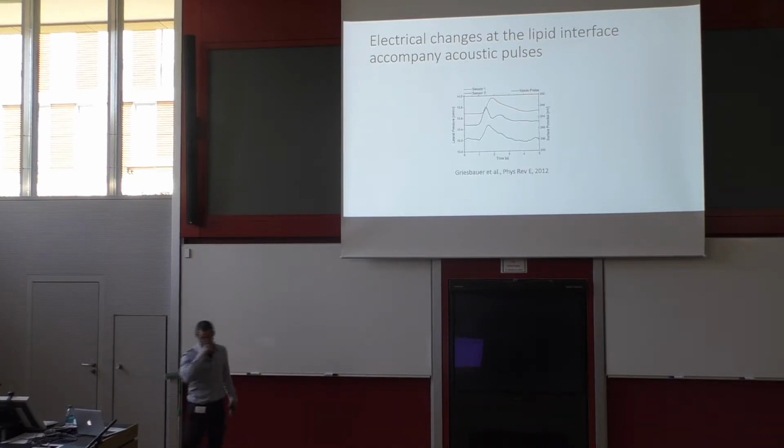Here's an example of a measurement in a lipid monolayer. What you see in red and black are two measurements of the local pressure as a function of time. And in between these two pressure sensors, Josef Griesbauer and Matthias used this local surface potential sensor, and they measured a change in the surface potential. You can read the scale on the y-axis on the right-hand side, it is of the order of a few millivolts.